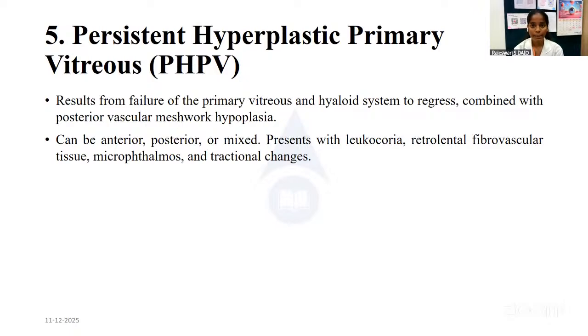Persistent hyperplastic primary vitreous. It results from failure of the primary vitreous and hyaloid system to regress, combined with posterior vascular meshwork hypoplasia. It can be anterior, posterior, or mixed. It presents with leukocoria, retrolental fibrovascular tissue, microphthalmos, and traction changes.